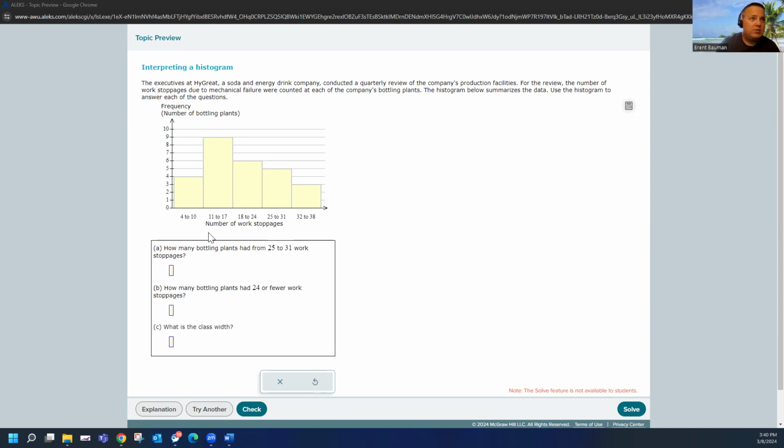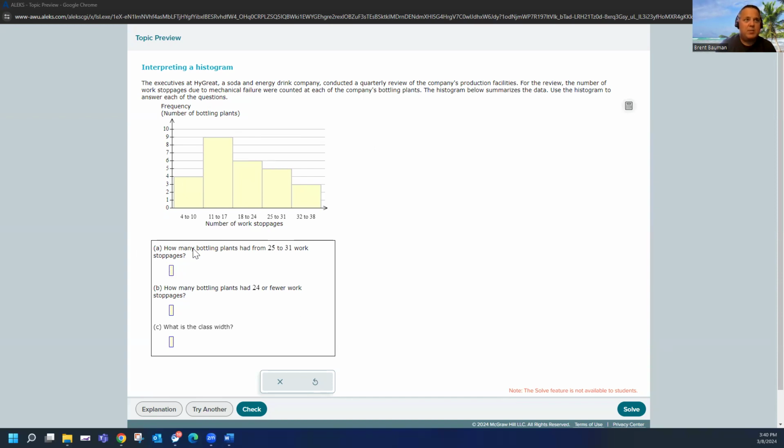So this one's dealing with the number of work stoppages and the number of bottling plants. You can read a little more detail up here on what's going on with the problem. But just reading the numbers as we go through, let's talk about those for now, and then you can apply it to any of the histograms that you see.